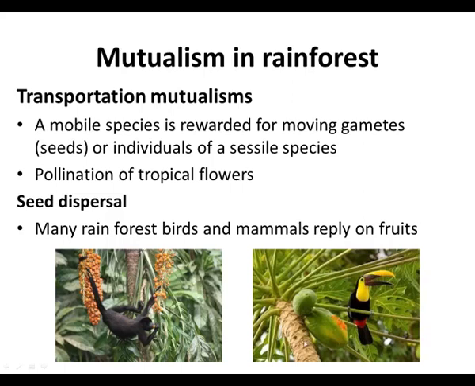And in this case, you can see this papaya. This toucan is feeding on the papaya, and again, when they go to another place, they can defecate and spread the seeds of this papaya tree.